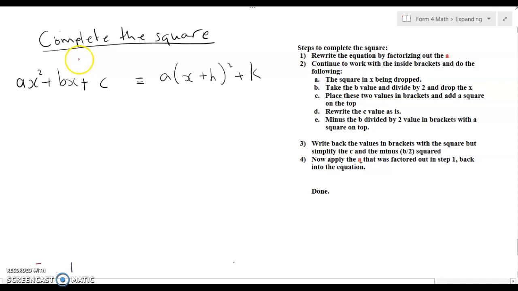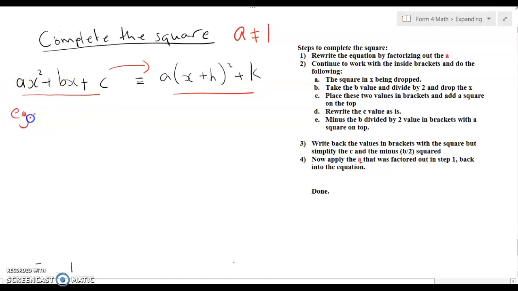In this video I'm going to show you how to complete the square again, but now I'm going to do questions where my a is not equal to 1. Now if you don't know again what completing the square means, it simply means I'm taking a quadratic that looks like this and I'm making it look like this. However, my a value is not 1 in this particular case.